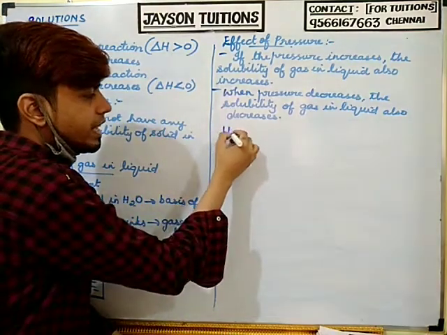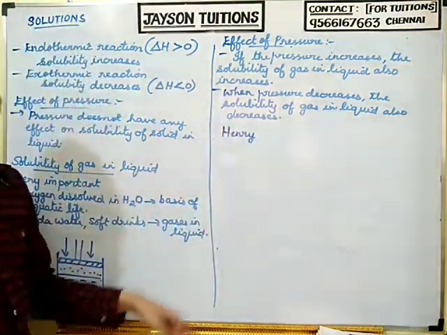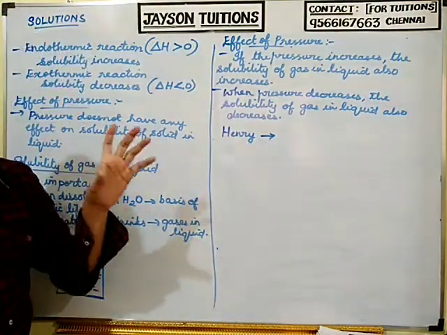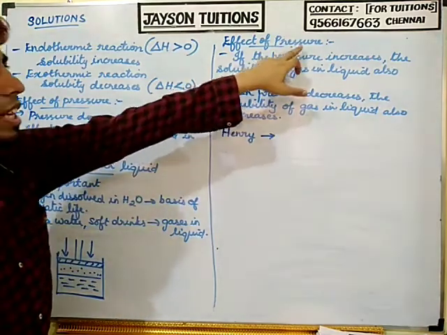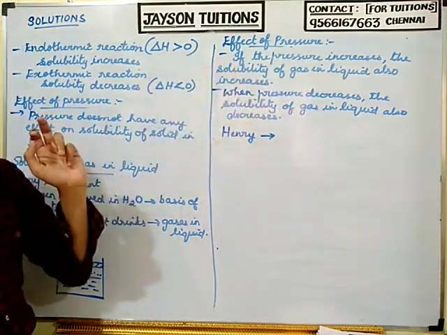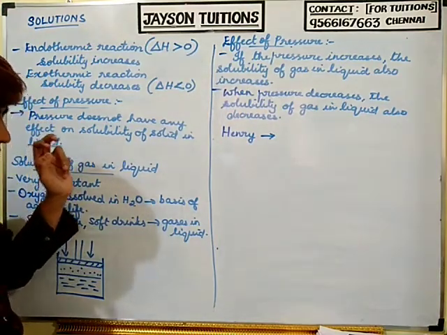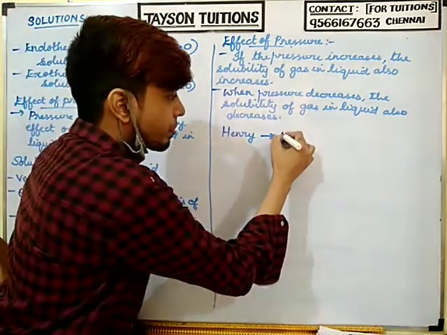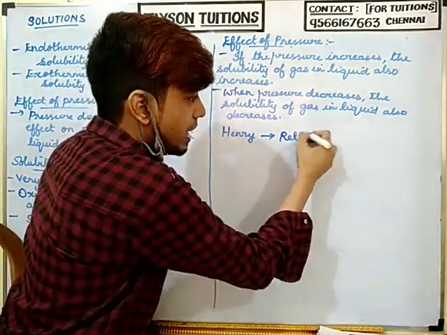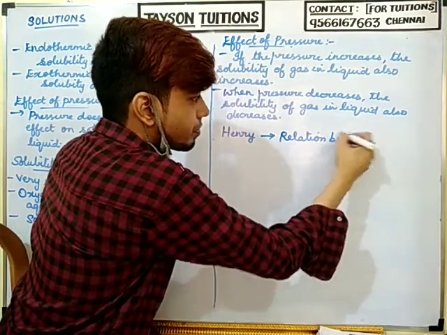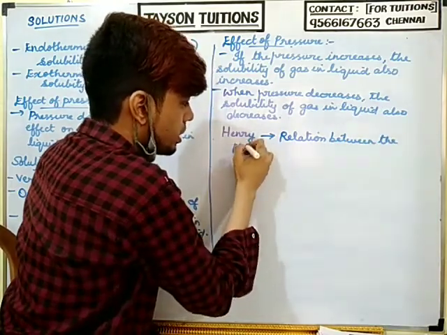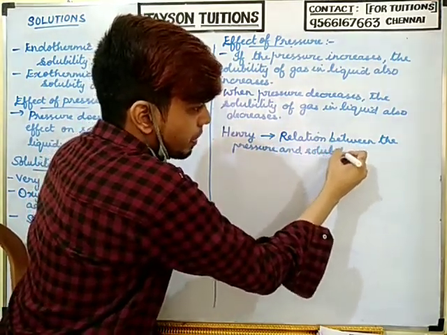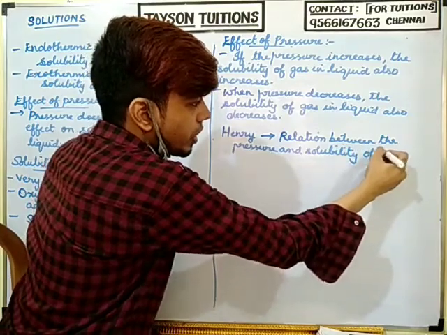Now, there was one scientist called Henry. This scientist only, he gave the law. He gave one law. He gave the relationship between the pressure and the solubility. He gave the relation between the pressure of the gas and solubility of the gas. So Henry gave the relation between the pressure and solubility of a gas.